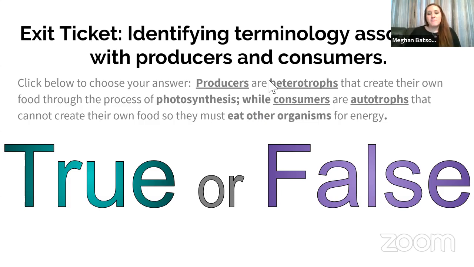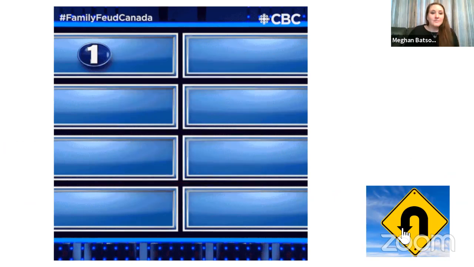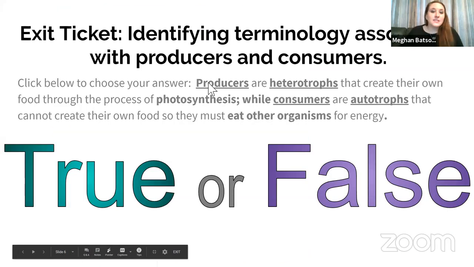So let's say my student didn't really pay attention to what a heterotroph was, and they're like, yeah, that sounds right, it's true. Well, it's not, right? So they're going to go back. Maybe they're going to study more, or in this case, true or false, you come down to it.